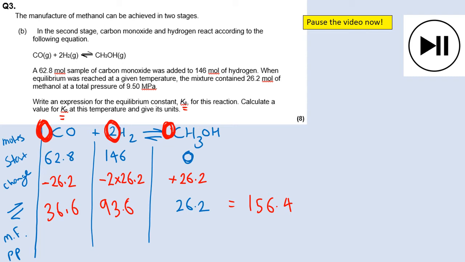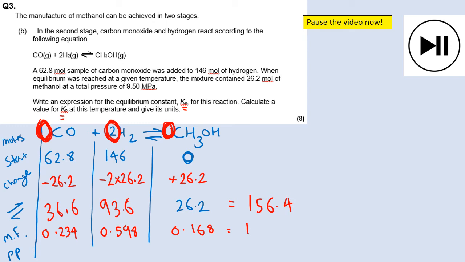So I'm going to work out the mole fraction, which is basically the moles divided by the total moles. So 36.6 divided by 156.4 equals 0.234. And the next one, 93.6 divided by 156.4 equals 0.598. And finally, 26.2 divided by 156.4 equals 0.168. Okay, just double check, they should all add up to 1. 0.234 plus 0.598 plus 0.168 should equal 1.